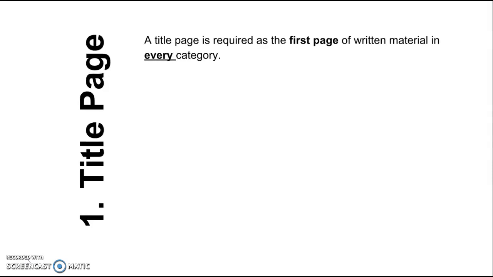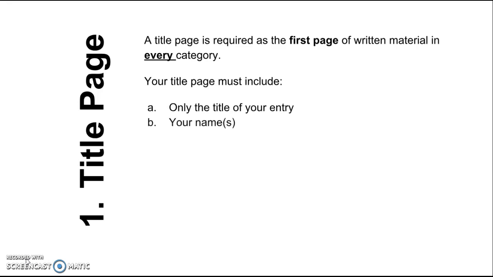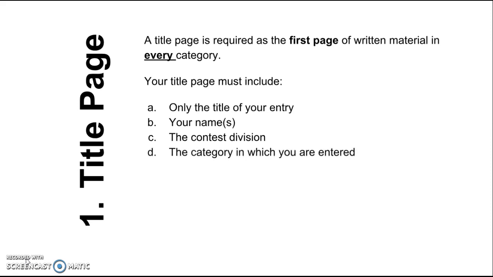So the first thing you'll turn in is a title page. A title page is required as the first page of written material in every single category, and that includes your paper category. Your title page must include the title of your entry, your names, either the individual or all up to 5 people, the contest division, and I'll show you something here in a moment so that makes more sense, and the category in which you are entered. And at the end, applicable word counts. In other words, how many words did you use?